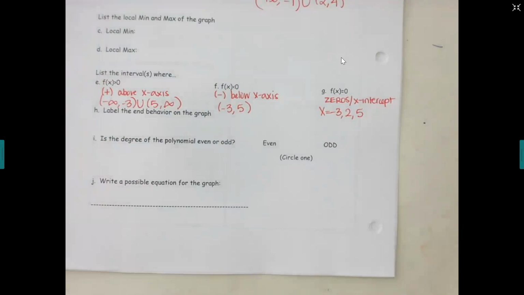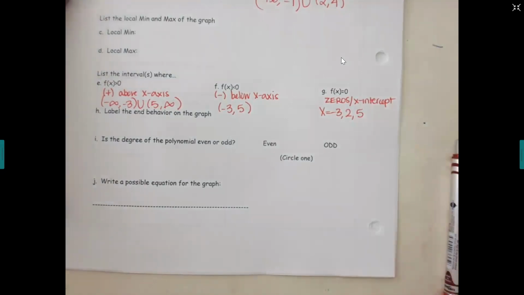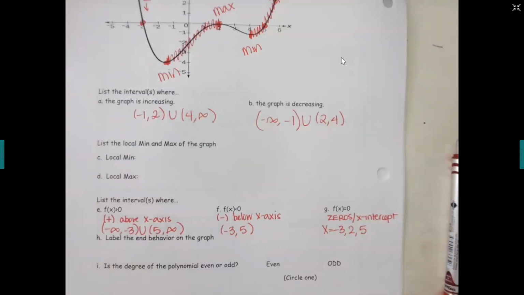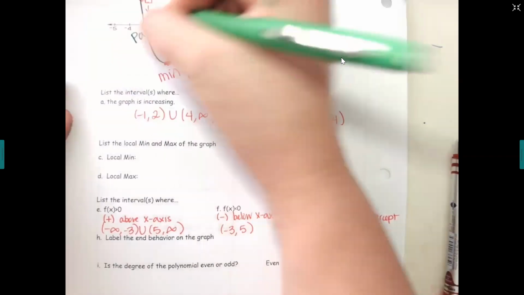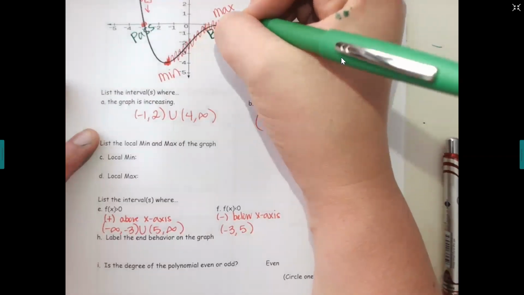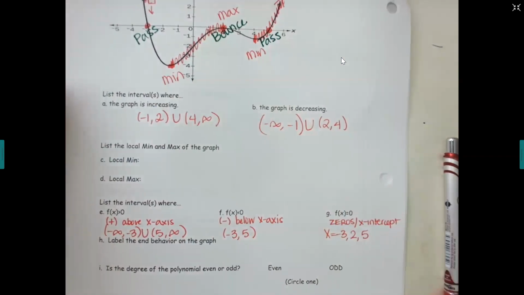Look at your graph. Is negative 3 a pass or a bounce? You remember how to tell? Negative 3 is a pass if it goes through. It's a bounce if it just touches the x-axis. So what type is negative 3? Pass. It is a pass. Which other one is a pass? 5. And then what type is 2? Is that a bounce? Very good. And remember that if it's a pass, it's a single root versus a bounce is a double root, which means we're going to list it as a squared term.